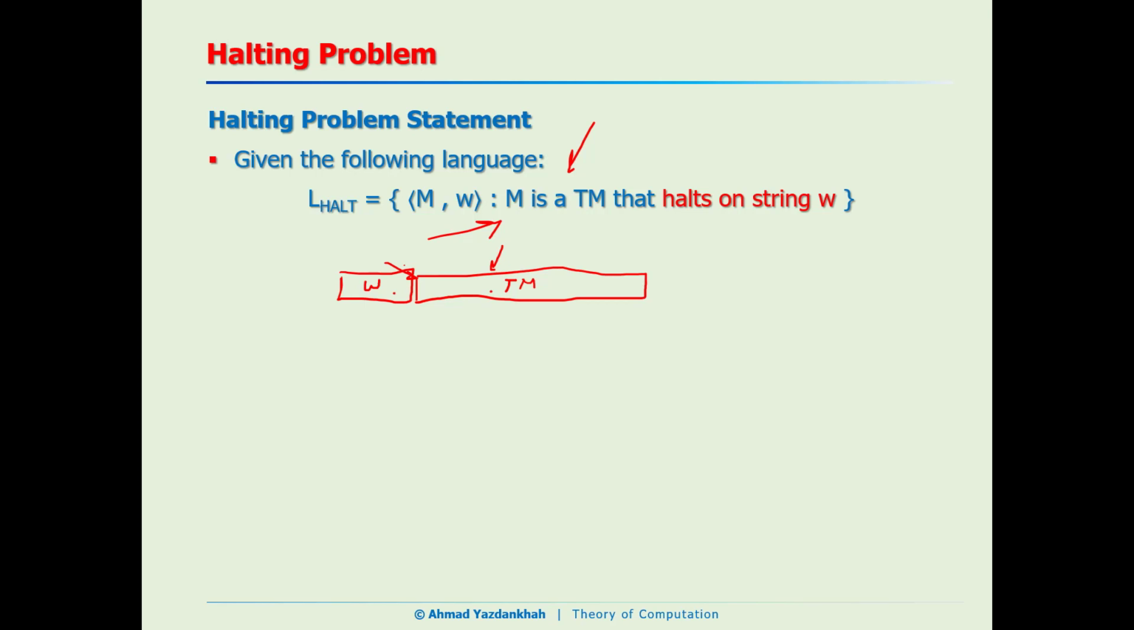For sure, we know that if we feed this string to this Turing machine, it will halt, either rejecting or accepting. We don't care about that. The halting is our concern here. We are sure that this Turing machine will halt. Now, how many Turing machines can we have? Well, of course, infinite. How many strings can we have? Again, infinite. So this is an infinite language.